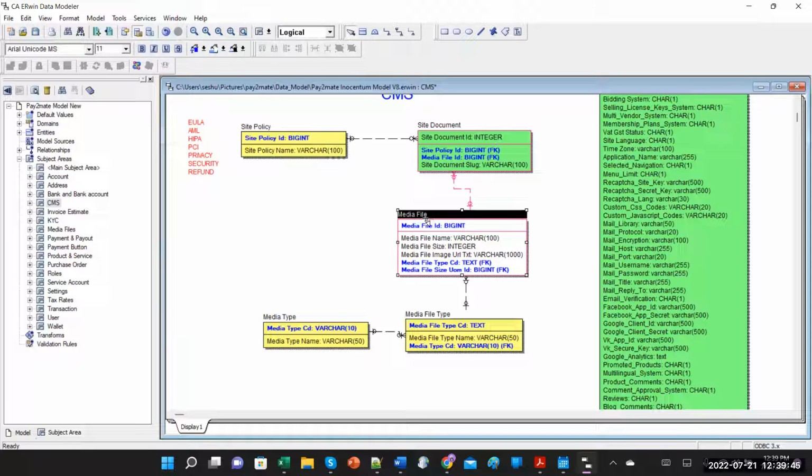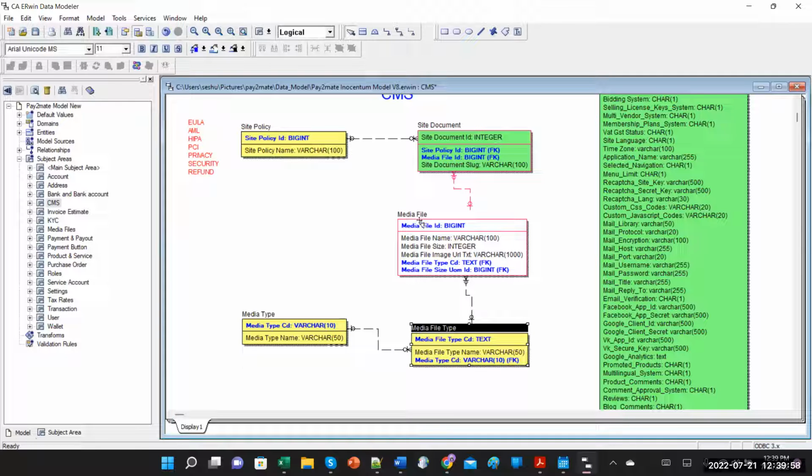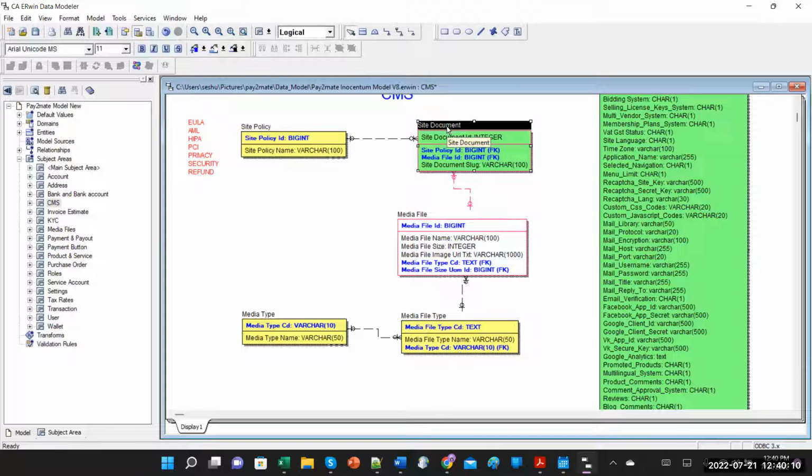This document file, I'm calling it a media file because everything is in the media file itself. It could be a PDF, a Word document, or just an HTML link, whatever. Everything is that media file, because we don't need another table for the document file, as we are storing all of them in the backend. So that media file is what we are linking here to the site document. So a policy can have one or more documents linked here. The file type tells what kind of file it is, a Word document, PDF, JPEG, etc. And the media type tells whether it's video, audio, or document.